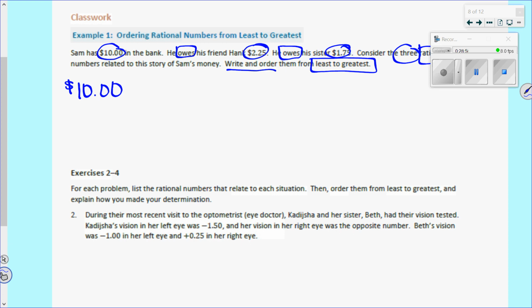What about he owes Hank $2.25? -2.25. Good. Negative $2.25. And he owes his sister $1.75.